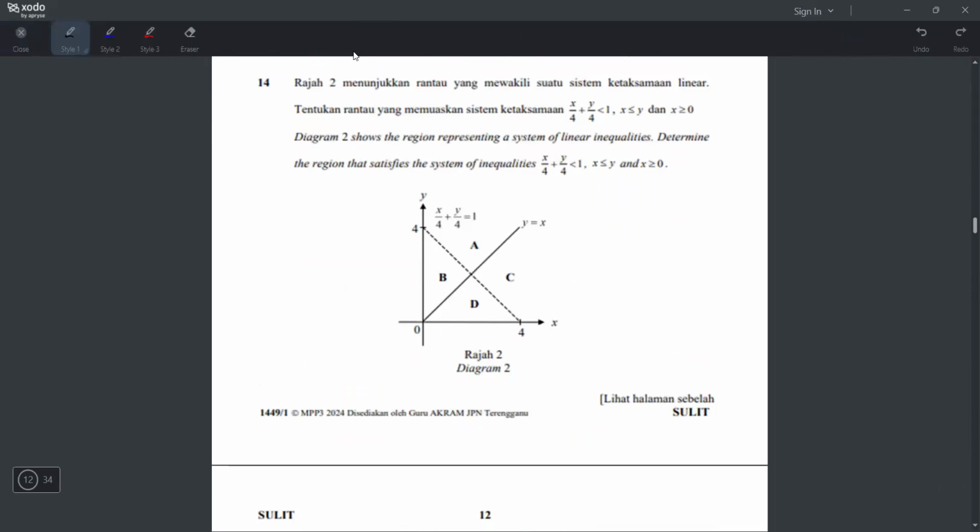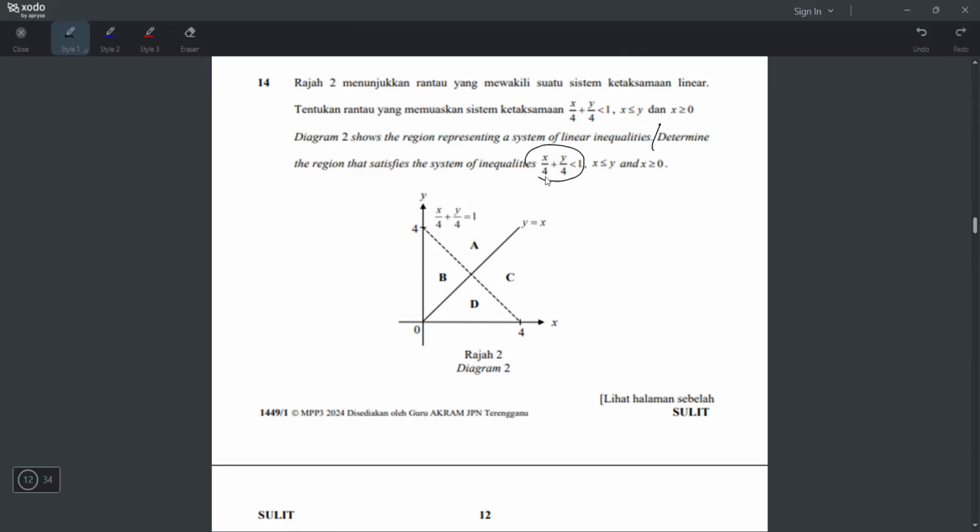Okay, number 14. This one is linear inequalities. Just by looking at the diagram, I know already. Confirm it is linear inequalities. Diagram 2 shows the region representing a system of linear inequalities. Determine the region that satisfies the system of inequalities x over 4 plus y over 4 smaller than 1, x smaller or equal to y, x bigger or equal to 0.